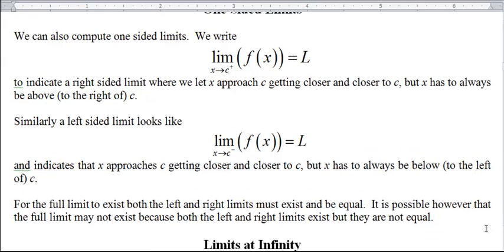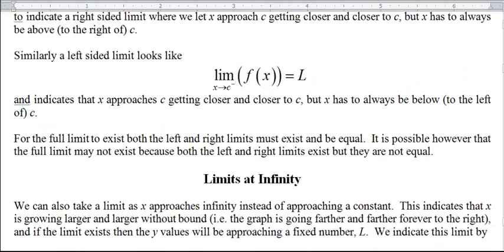The only way a full limit can exist is if both the left and right limits exist and they are the same L value. One way a limit would fail to exist is if you had left and right limits, but the two limits are not the same. In that case, we say the full limit does not exist.